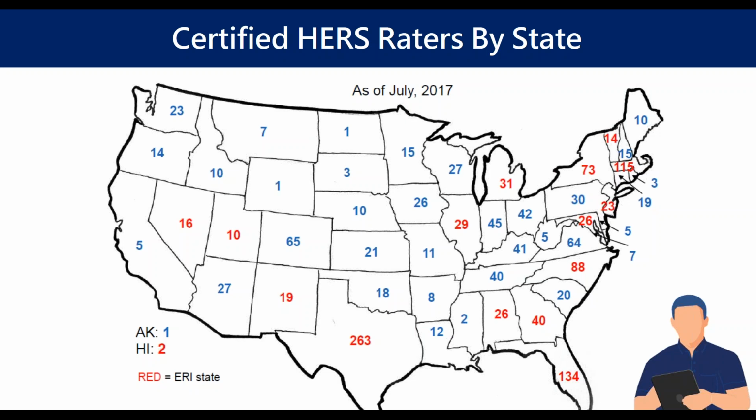One of the key questions that often comes up during state code adoption, and in some cases local code adoption as well, is how many raters are there available that can do this work? And sometimes it's directly in reference to the ERI. Other times it's in reference to other work that raters do frequently, like duct and envelope leakage testing or other types of energy code compliance verification. So this is a map, and it's slightly dated at this point. It's from July of this year, and it shows the number of certified raters in each state.